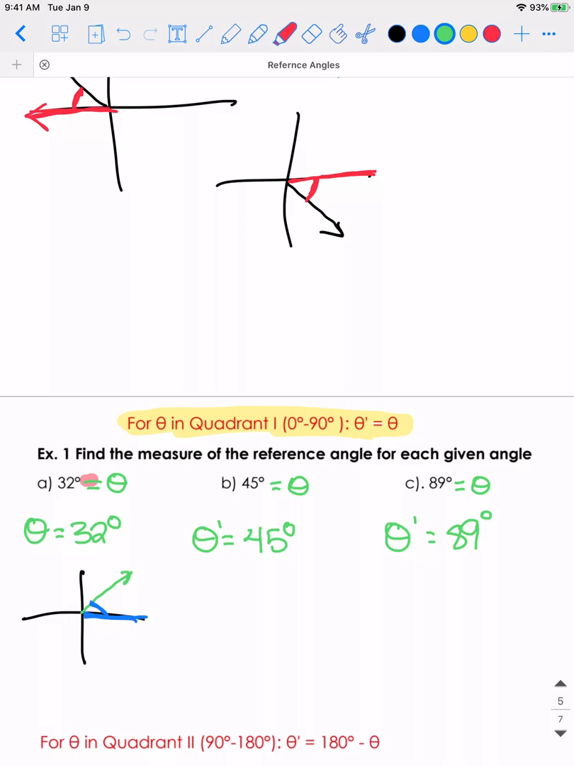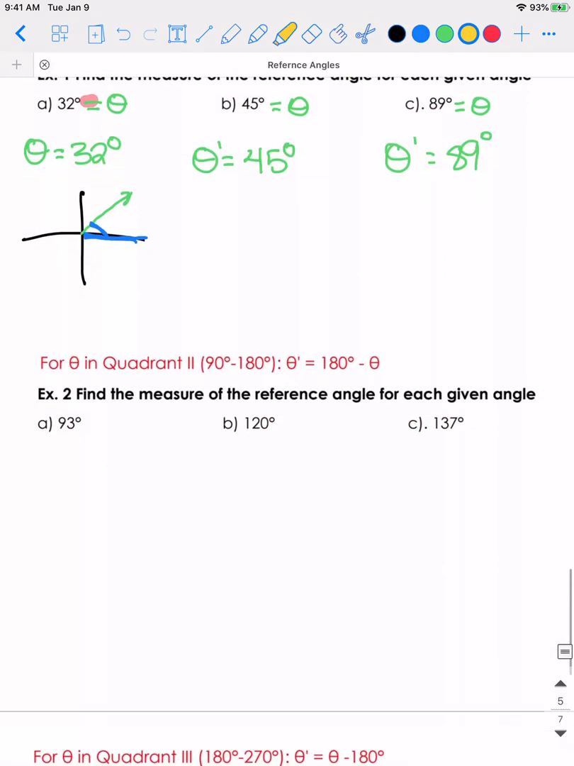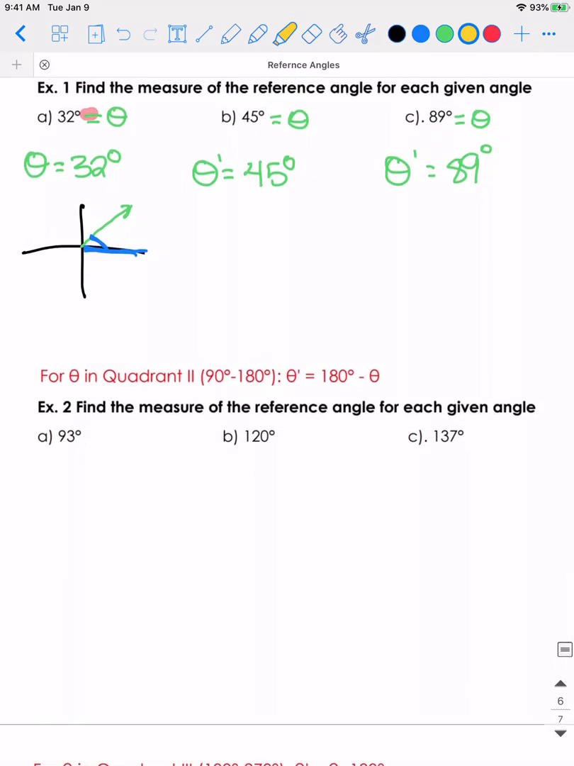Now, when we are in quadrant 2, we have to subtract our given angle from 180. Okay, because we want the closest x-axis and it has to be an acute angle. 93 degrees is not an acute angle. We have to make it acute.